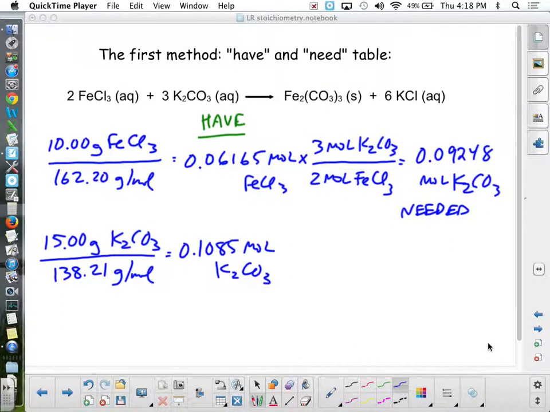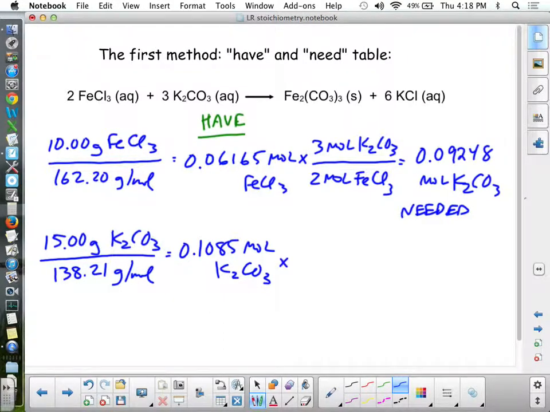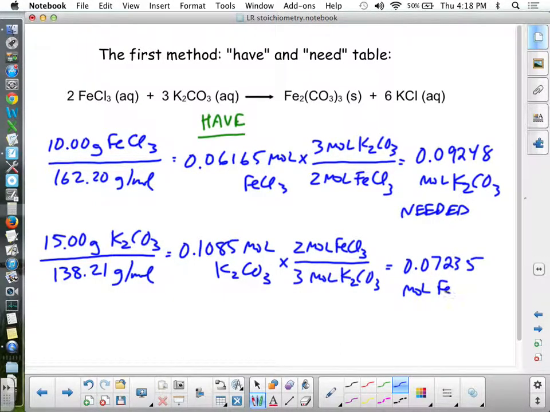I'll do the same thing with the moles of potassium carbonate I have, but I'll multiply by the inverse of the mole ratio, 2 moles of iron 3 chloride needed for every 3 moles of potassium carbonate I have, to give me 0.07235 moles of iron 3 chloride needed. Okay, so that's my need column, if you will.